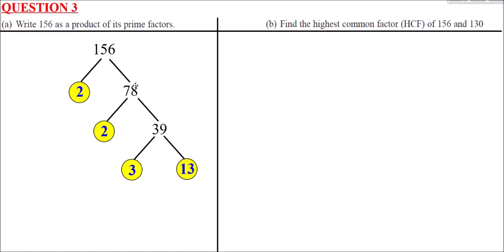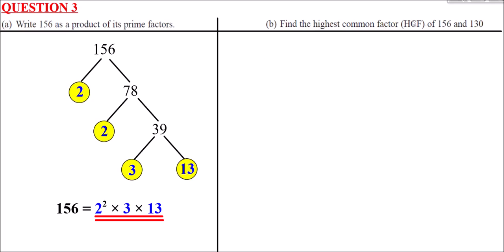Both 3 and 13 are prime, and so every branch is now a dead end, which means our question is pretty much complete. So as a product of its primes, 156 is all of these circled yellow numbers all multiplied together in one string. In other words, 156 is 2 times 2 times 3 times 13, which is written in its best form as 2 squared multiplied by 3 multiplied by 13.